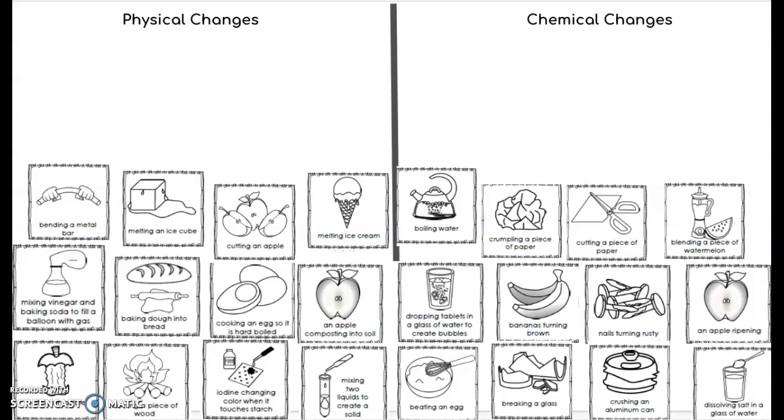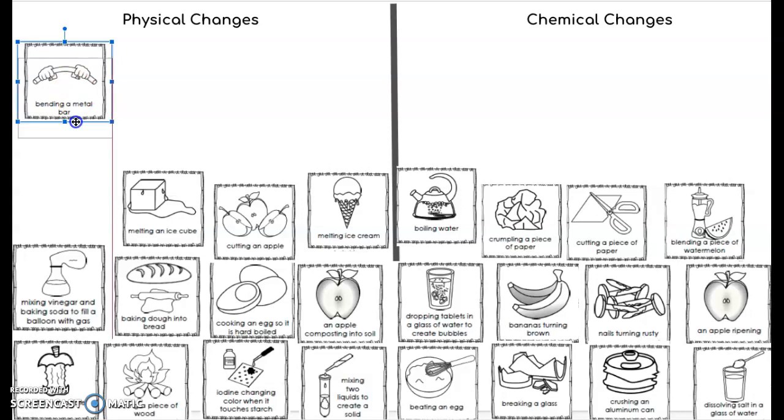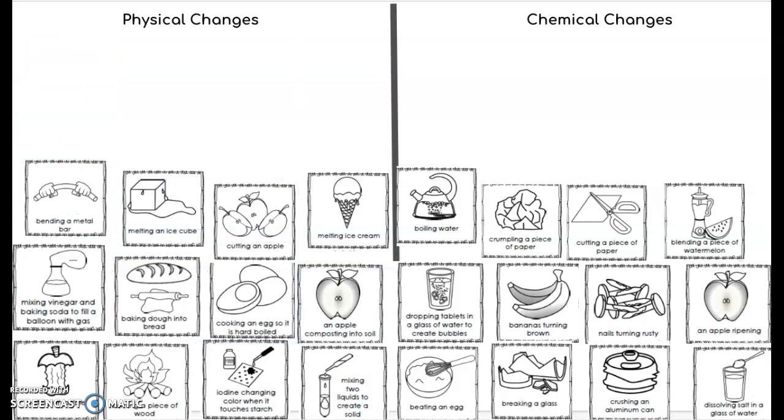Grade 5. So today we are doing another sorting activity. What you're going to do is read each one of these boxes and decide if it's either a physical change or a chemical change, and then you'll drag it to where it needs to go. So again, I'm going to just go through each of these boxes for you, and then you're free to start the activity.